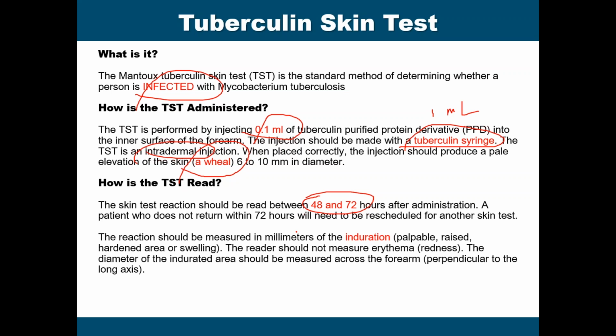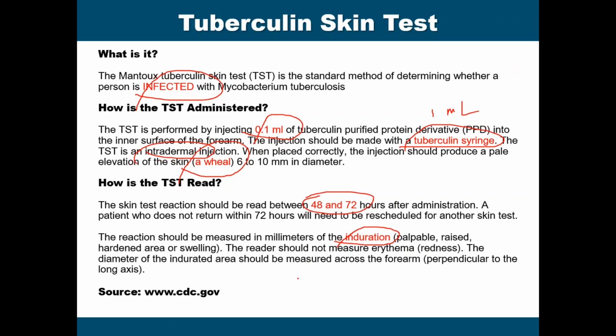So the reaction should be measured in millimeters of the induration. So what should be measured should be the induration, which is a palpable raised hardened area or swelling. Now in the NCLEX, remember that for the Mantoux skin test, we do not measure the erythema or the redness, but rather it's the induration. So the diameter of the indurated area should be measured across the forearm. And there are certain devices that we can use to measure the induration.